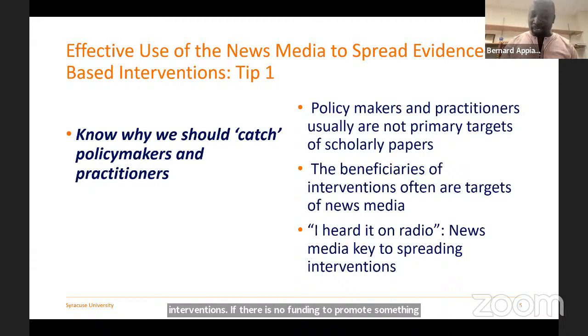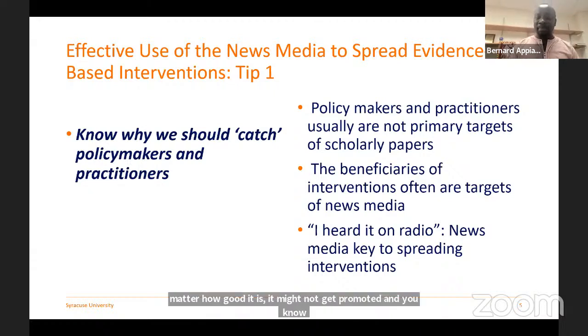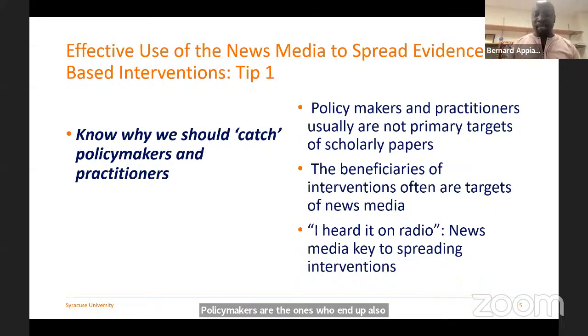And policymakers are the ones who end up footing the bill in terms of making sure the right money is used. Practitioners also may be so busy, but they can hear something on radio, television, or newspapers. And so using the media to do that is going to be very, very helpful.